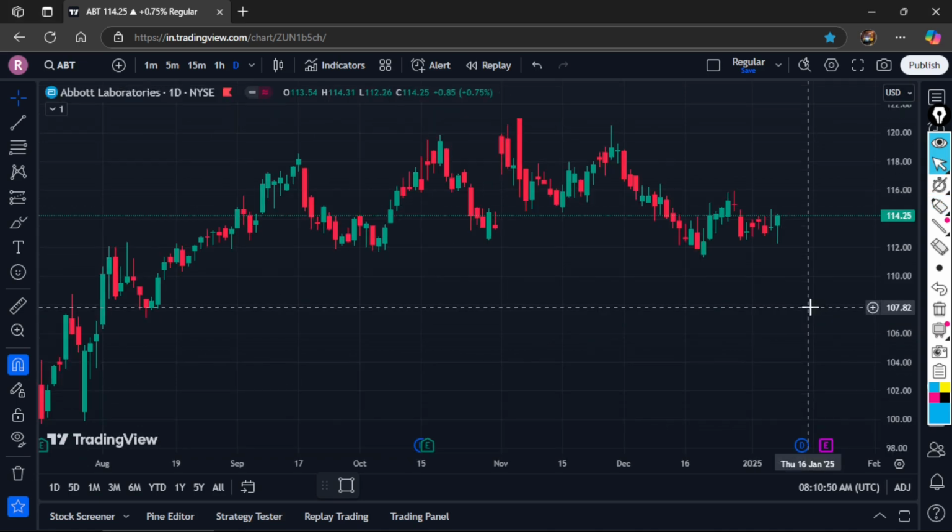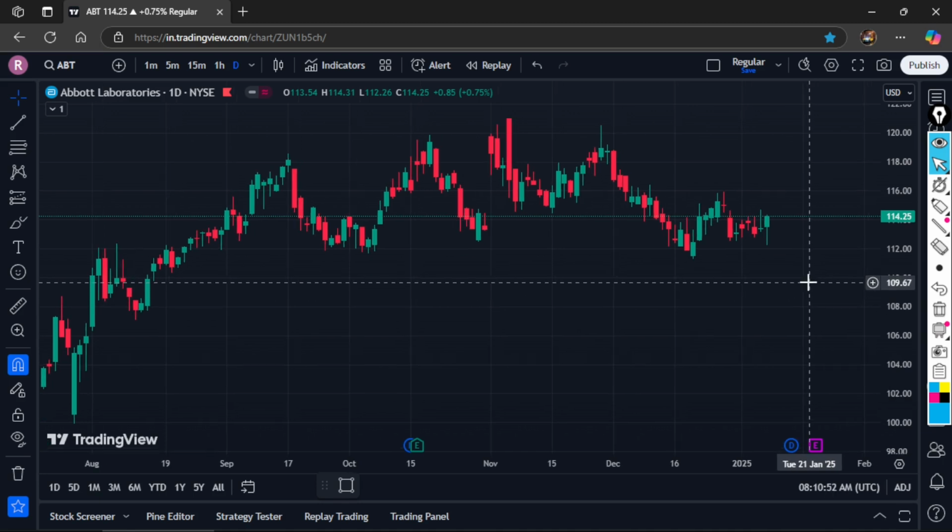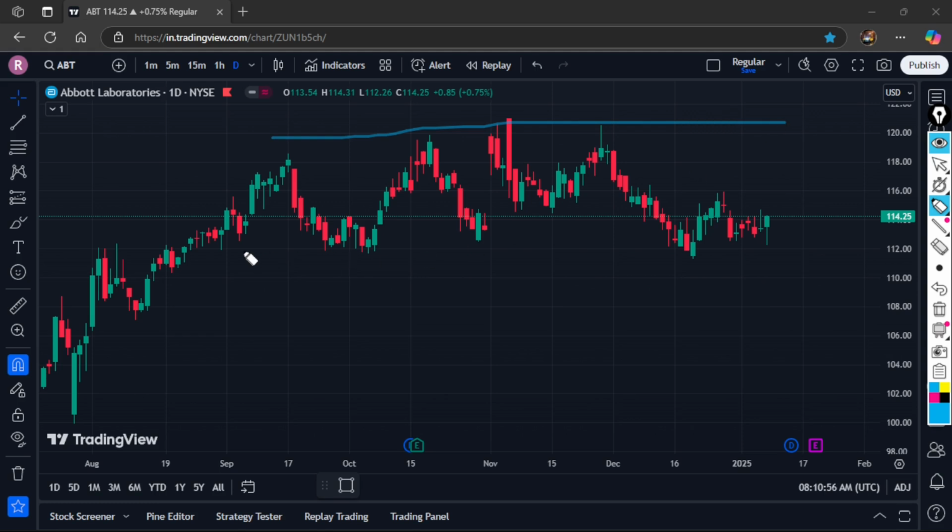Here next is ABT. In ABT we can see that the stock is in a range. If we see here, it is in a range. So here, if we see, the stock has touched multiple times. This is the price line. It has tried and touched multiple times.